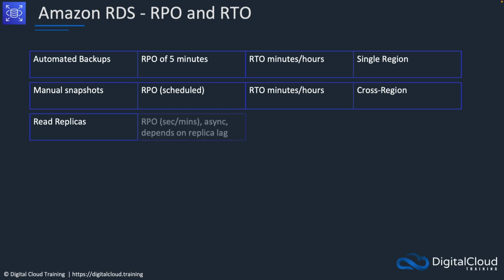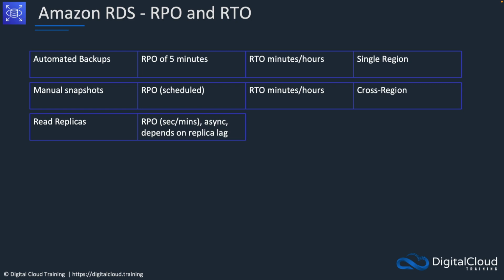Next, we have read replicas. The RPO is seconds to minutes. Now, it's asynchronous replication here. So there is a little bit of a lag, and it depends. There's something called the replica lag, which is a metric that you can look into, and it really depends on whether you have replicas of replicas.